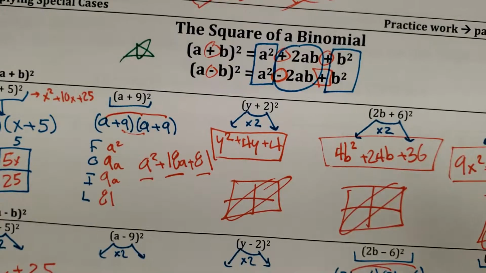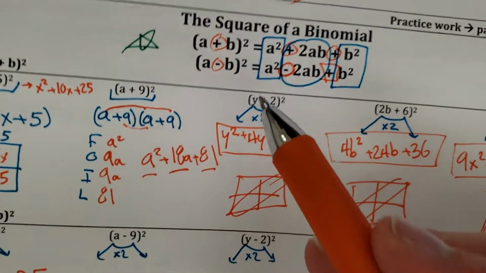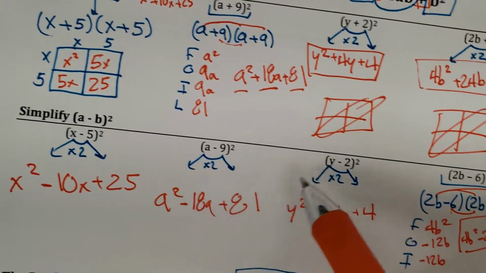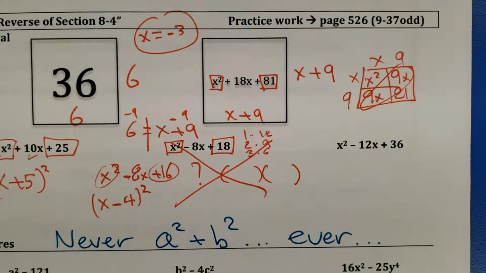Okay. If it's a plus, everything's positive. But if it's a minus, then your binomial was a negative. So hopefully you see that connection. Minus, minus, minus, minus. You can kind of see the idea there. Okay. Stay on your toes, friends.